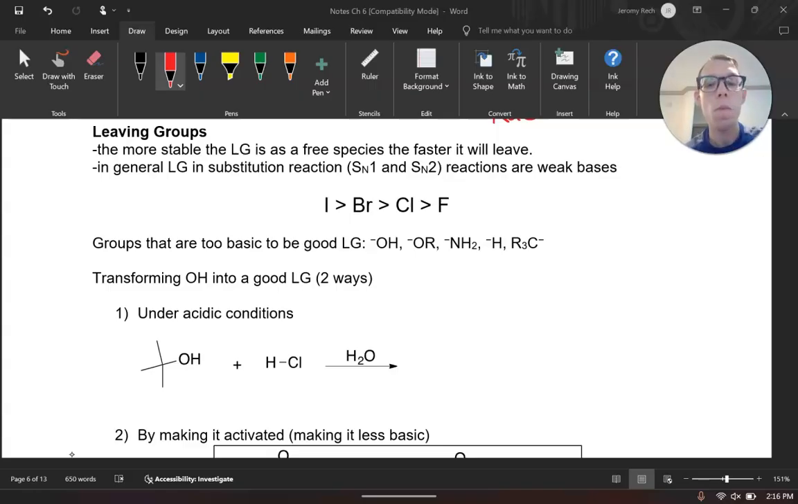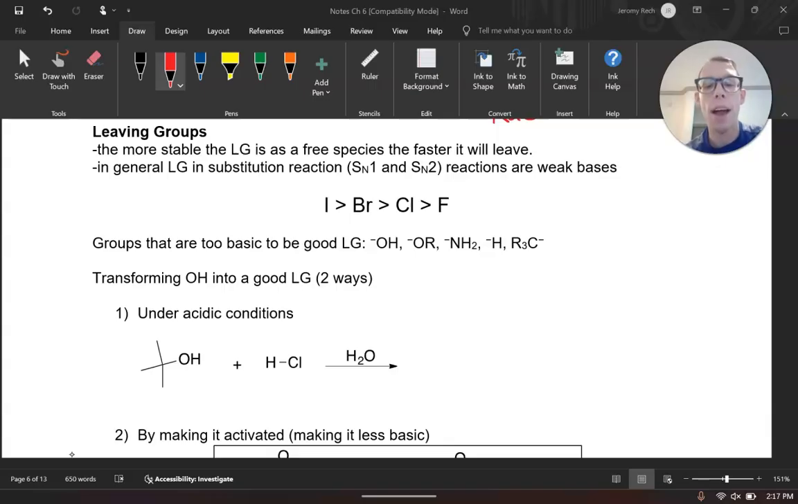Now, traditionally, some of the best leaving groups are going to be things that are good at accommodating a negative charge. However, you don't want them to be too basic. You're kind of looking for a nice sweet spot where you have a kind of weak base. So halogens make really great examples of leaving groups.